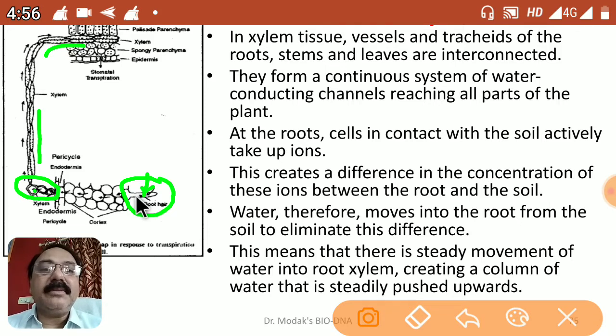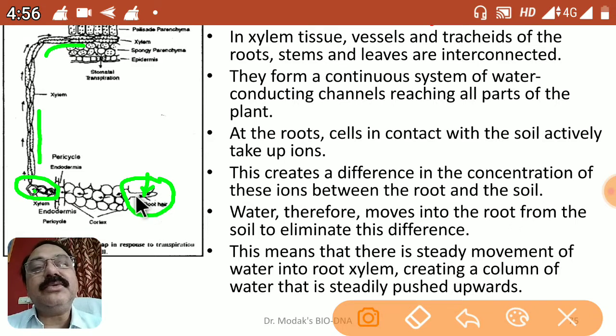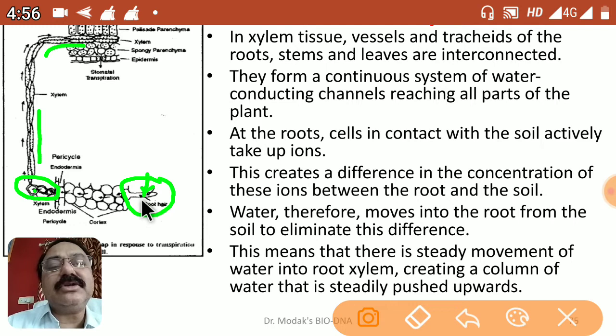Of course, before that imbibition occurs. And what is imbibition? It is the attraction of water towards the root hairs by cellulose and pectin, the hygroscopic substances which are impregnated on the root hairs. So imbibition attracts water toward the root hairs, and then by the osmotic phenomena water enters into the root hairs.